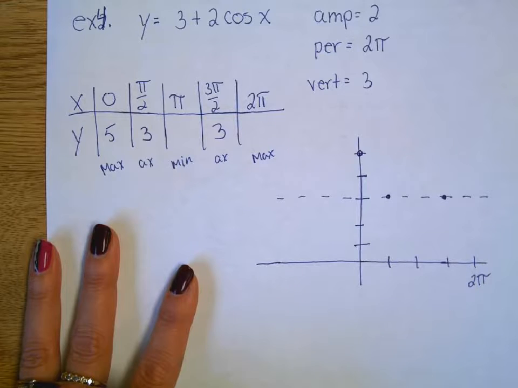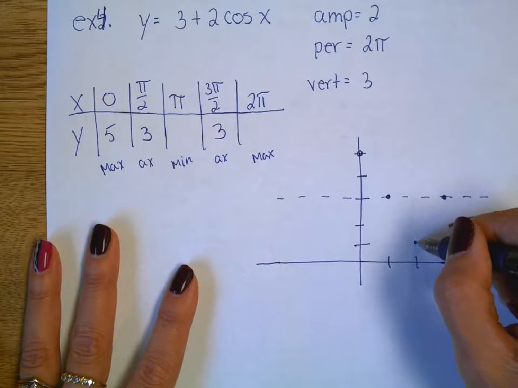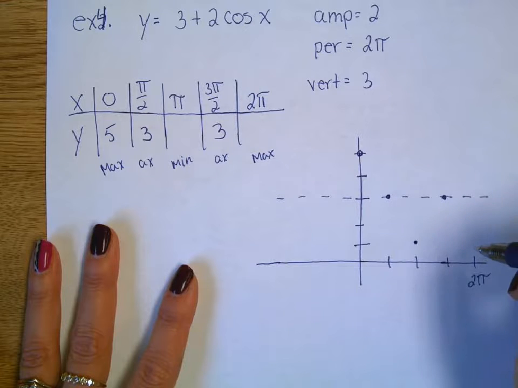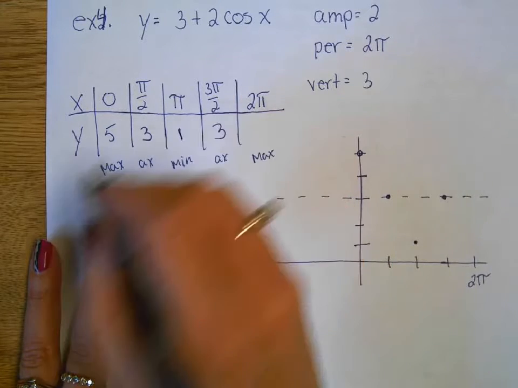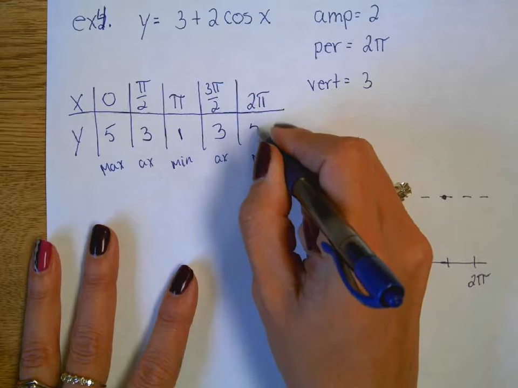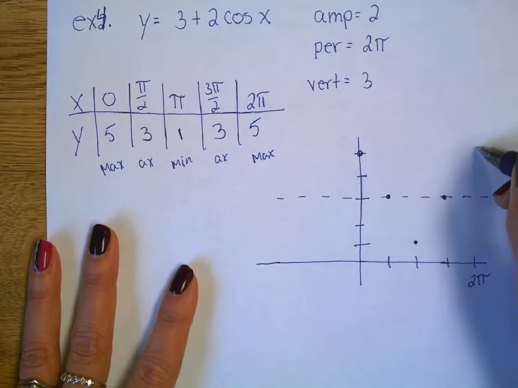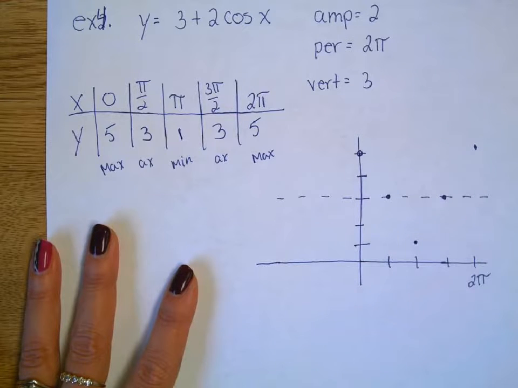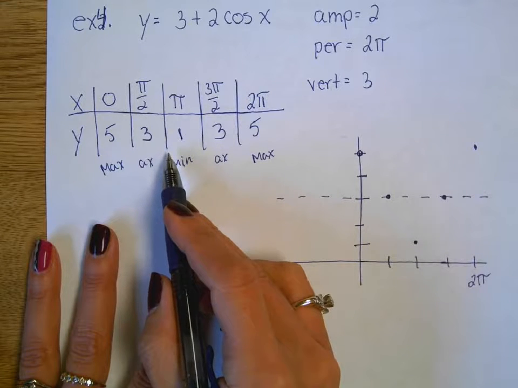Wait, slow down. So you would just add the amplitude on the axis? Correct. So where would my min be at? 1. Why 1? Because it goes down 2 from the axis. And it's going to finish back at 5. So if you can remember that your vertical shift is your new axis, then it's the same stuff as we have been doing for a couple days. See how I kind of made the sketch first and then went back to do the table? Kind of helps a little bit.